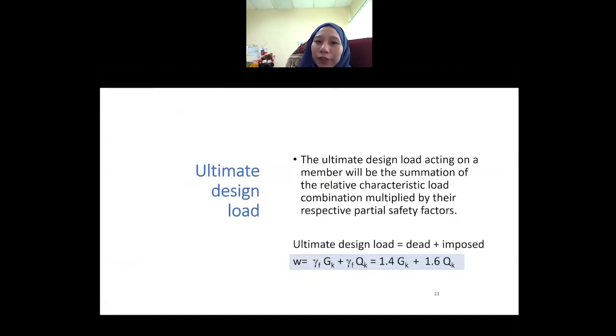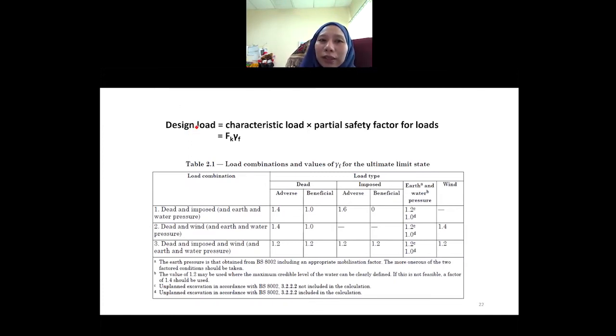So, design load. Kita kena kira load dulu. Bila any design yang kita buat, the most important things is to find the total. How much load that will need to be supported by the building. Okay. Berapa banyak load yang akan transfer daripada building tu pergi ke ground. We need to know that. Okay, so the formula here, we have the characteristic load times the partial safety factor for loads. Okay, or this is the formula.